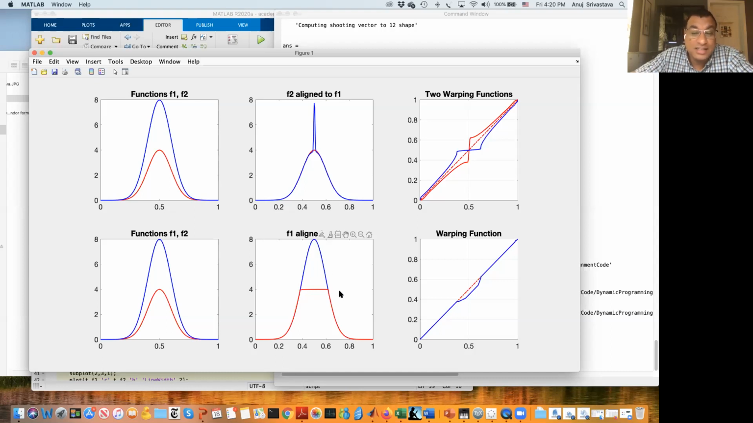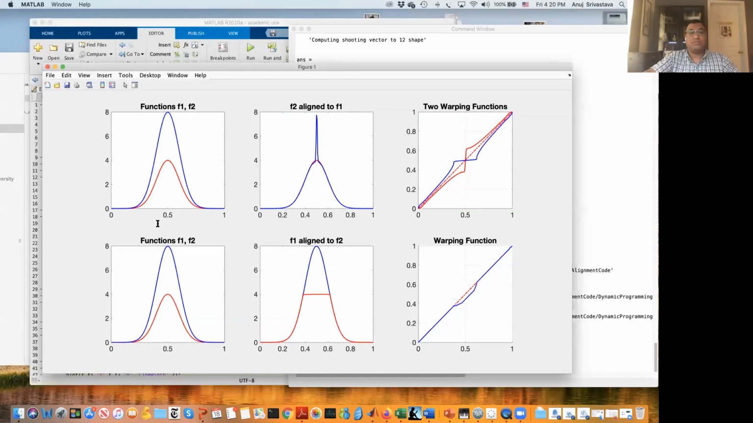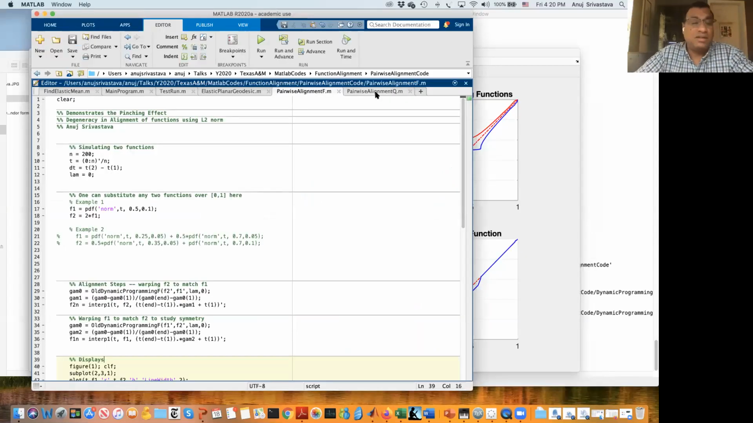And then it does this alignment. In one case, it pinches a part of the curve completely. In the opposite case, it flattens and stretches one point completely apart. And if we compute the L2 norm in the two cases, the answers are very different. So this is a problem with the L2 norm. I just wanted to show you one example; there are many more examples in the code. This was called pairwise alignment F.